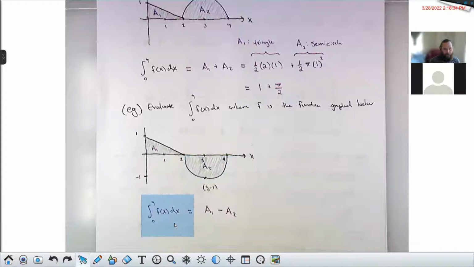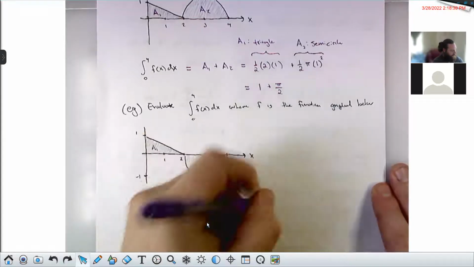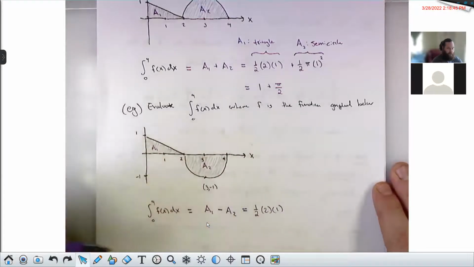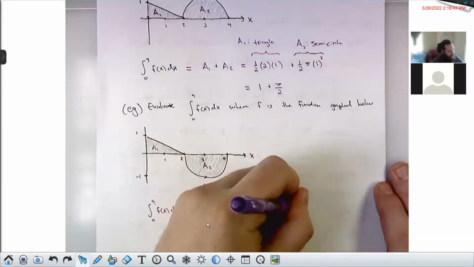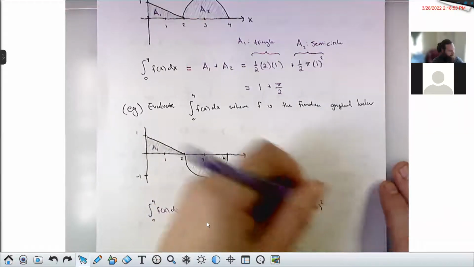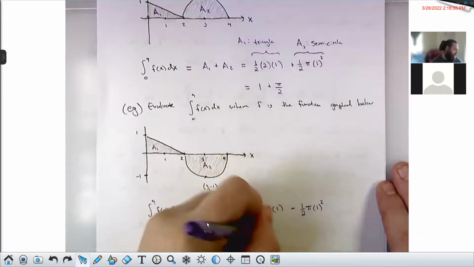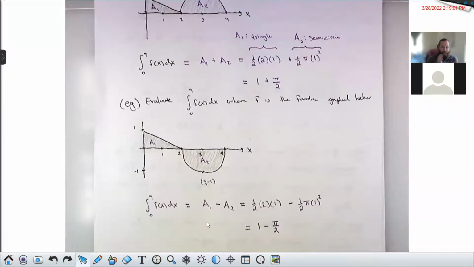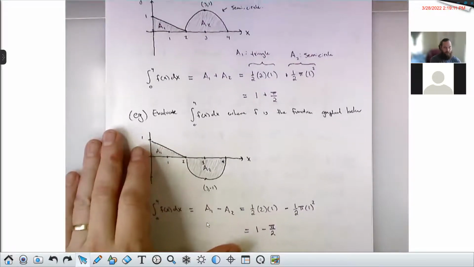And this integral, remember, measures the signed area. So again, A1 would be 1/2 times 2 times 1, following the 1/2 base times height rule for triangles. And then we would subtract the area A2, which would be 1/2 pi times 1 squared. So here we get 1 minus pi over 2. This might seem like a really obvious thing, but trust me, there will be some problems where we need to think a little bit carefully about it as we go. Questions on either of these examples here?